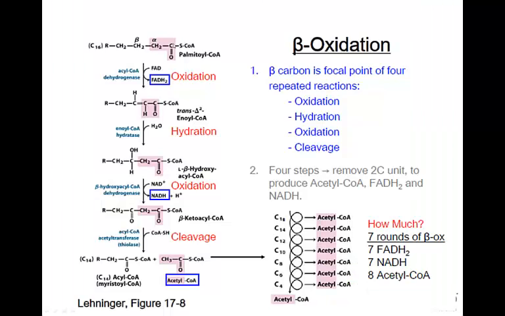Our fatty acyl-CoA has a total of 16 carbons. So the next step in beta oxidation is going to be an oxidation reaction. We're going to convert our fatty acyl-CoA into trans-enoyl-CoA, and this is going to be an oxidation reaction. It's going to be catalyzed by acyl-CoA dehydrogenase.